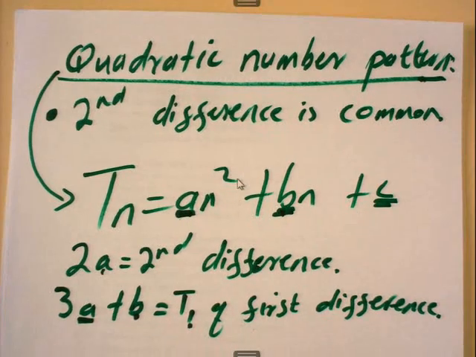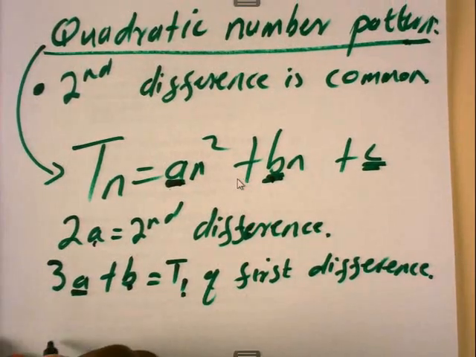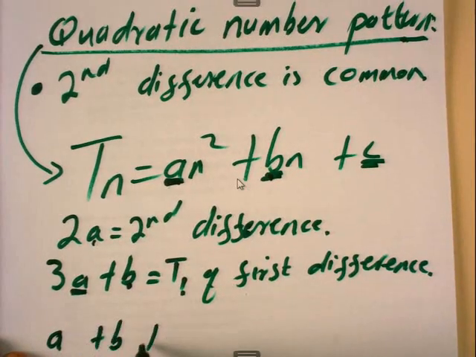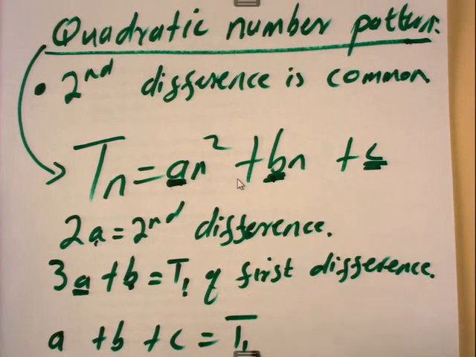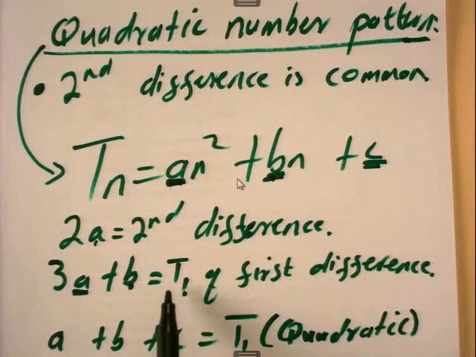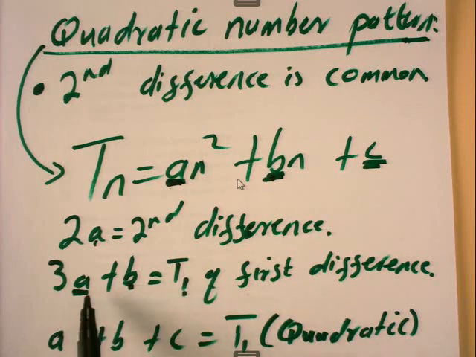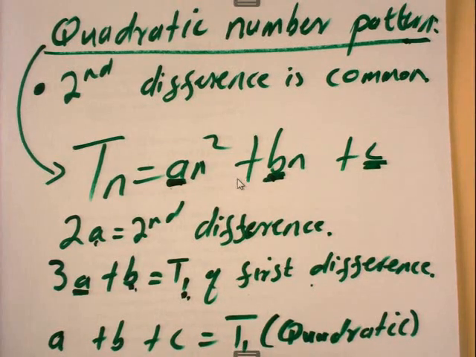Then the last aspect: how do we determine the value of C? Remember, A plus B plus C must be equal to the first term of the quadratic number pattern. To determine the value of B, we equated 3A plus B to the first term of the first difference. Here we say A plus B plus C equals the first term of the quadratic number pattern. That's how we go about solving a quadratic number pattern.